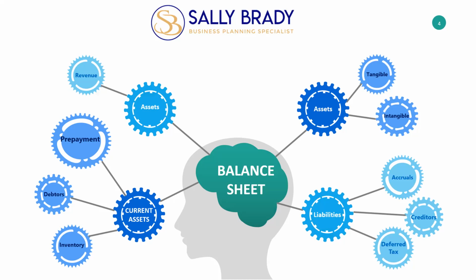Next one is current assets. Now you'll see prepayments, debtors, inventory. I haven't put everything on these. These are just the most common terms that you see every day on your balance sheet. So your current assets are things like prepayments.